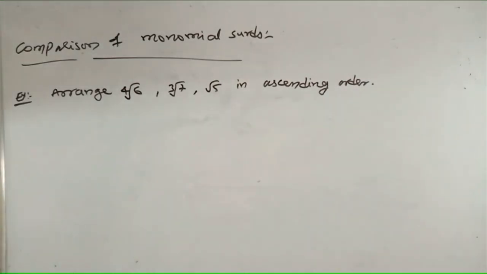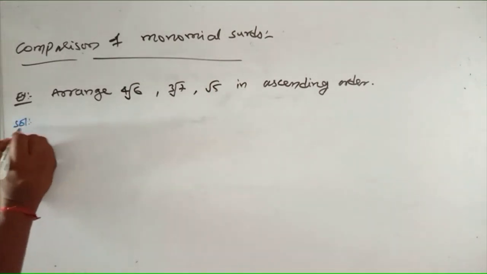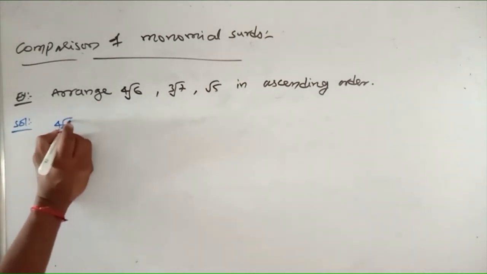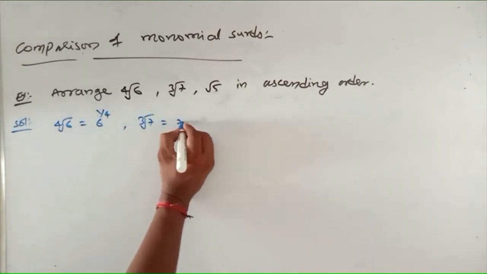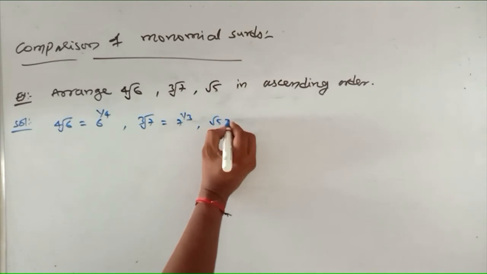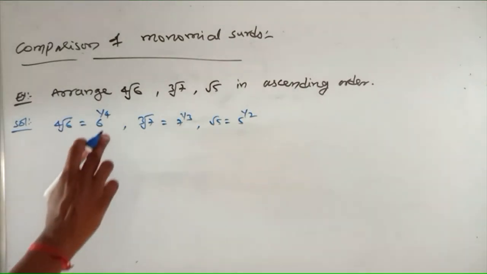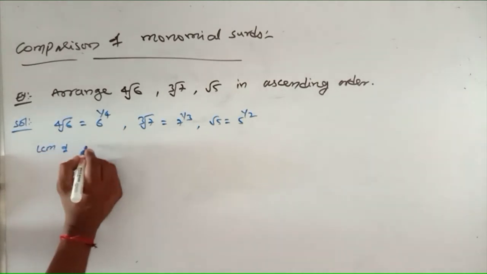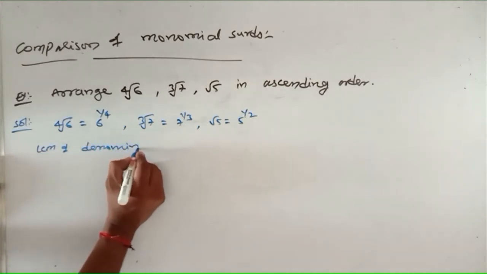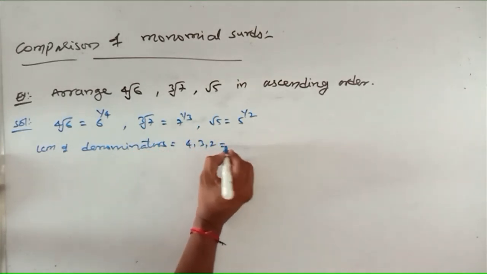So children, first to arrange this in ascending order, first I change these roots into the powers or the exponential form. So 4th root of 6 is equal to 6 to the power of 1 by 4, cube root of 7 is equal to 7 to the power of 1 by 3, square root of 5 is equal to 5 to the power of 1 by 2. Now these denominators should be equal. Now find the LCM. LCM of denominators 4, 3, 2 is 12.